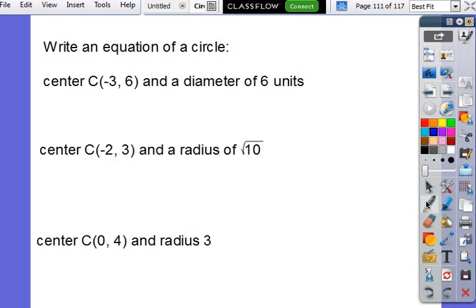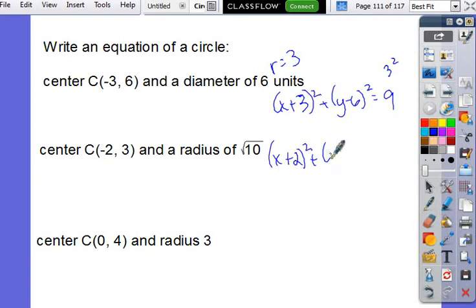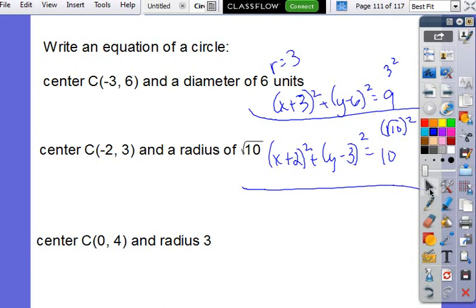All right, so the equations for these would be (x + 3)² + (y − 6)² = 9. We know the radius is 3 here, so that would be the 3 squared. Then (x + 2)² + (y − 3)² = 10, because what I'm really doing is that. And then this one would be just x² + (y − 4)² = 9. And I'll do the 3 squared part. Any questions on that?